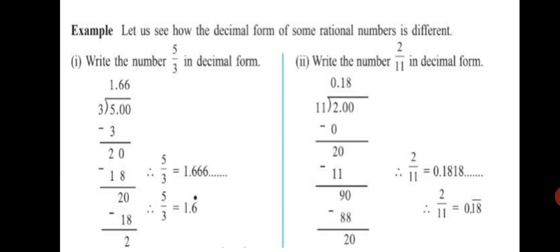3 ones are 3, remainder 2. Now after 5, we put a decimal point and write zeros to carry out the division further. Since the point has come, we take one decimal point in the quotient also. And then we operate further. 3 6s are 18. So from 20, 18 is subtracted. Again 2 comes down. Again we get a 0 down.